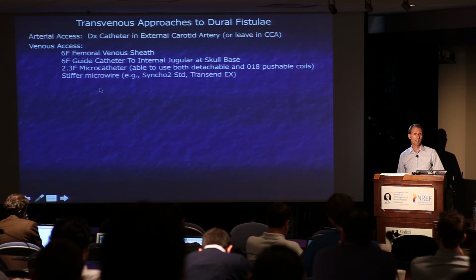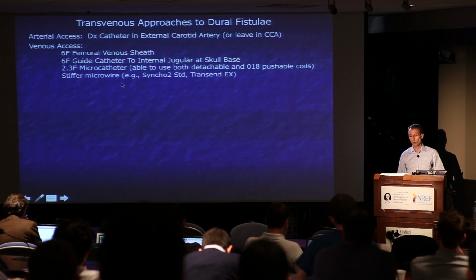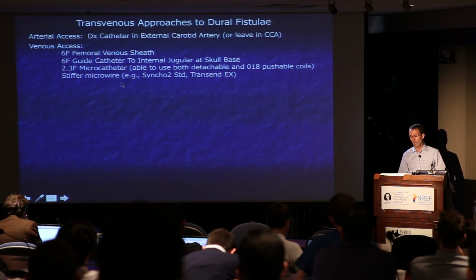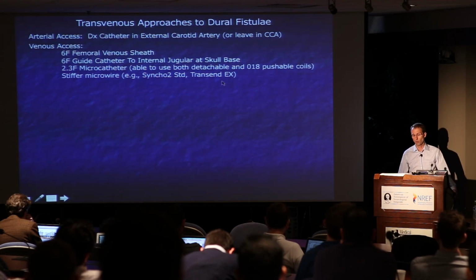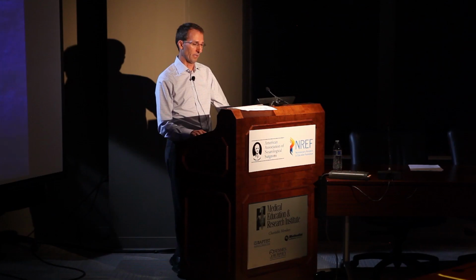But you can only do that in fibered coils. You can only do that if you have a microcatheter that will accommodate it, okay? So I would use a larger microcatheter. And if you're going to navigate through an occluded venous segment, you're probably going to need a stiffer microwire than you might use for catheterizing your aneurysm. I like the Transcend. I use an EX Platinum for a lot of my aneurysm work, or Synchro 2. I like an EX for this work because it's a little more robust, okay?